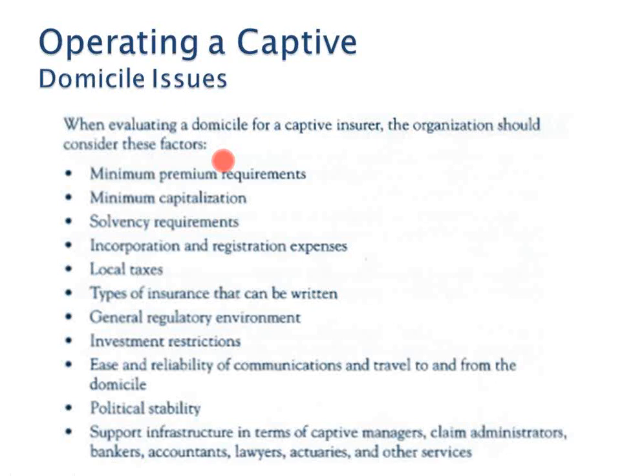Solvency requirements. This goes back to the bankruptcy issue. There'll be issues of how you are going to deal with solvency to make sure there'll be money to pay for claims if something does happen and the company goes bankrupt or sells or merges or something like that.